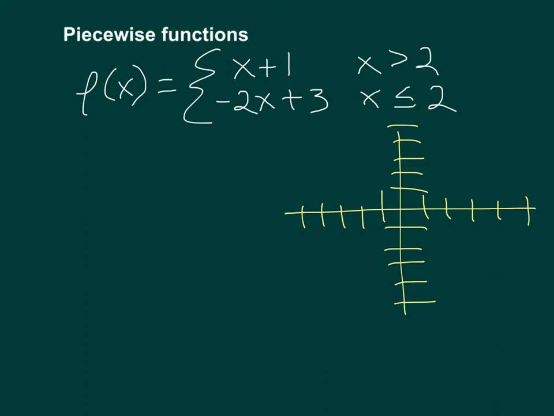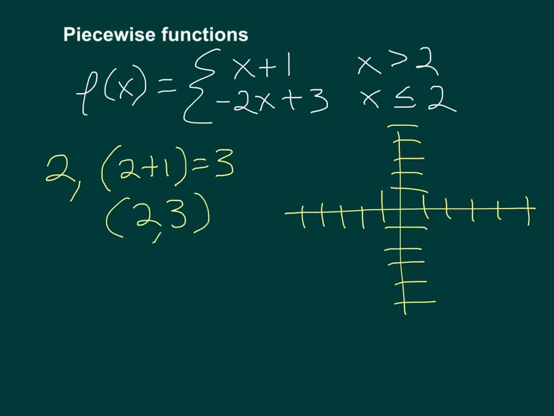So in order to graph it, I'm first going to evaluate at this 2. So at 2, even though this doesn't include it, we'll get to that in a minute, I'm going to plug it into this function. So if my x value is 2, then if I plug it into this, I get 2 plus 1, and that gives me 3. So I have the point (2, 3). Now, because it is greater than, not greater than or equal to, I'm going to put an open circle. So I'm just going to make a little note to myself here to put a little open circle there.